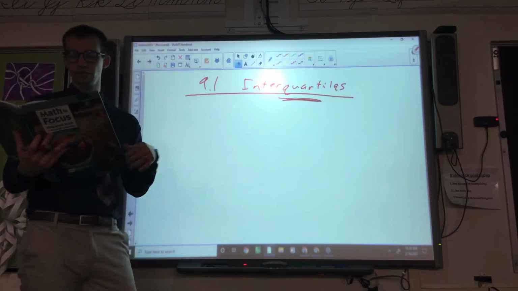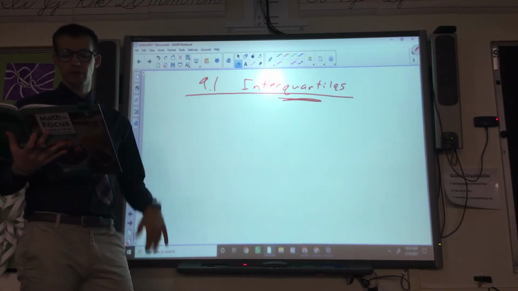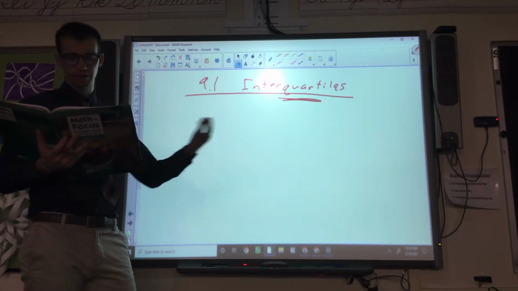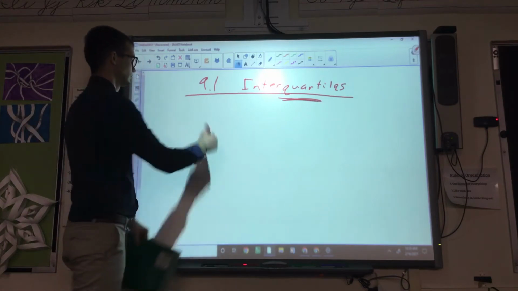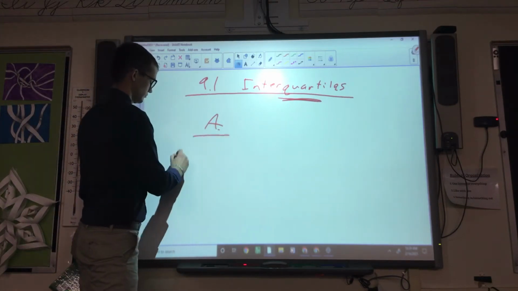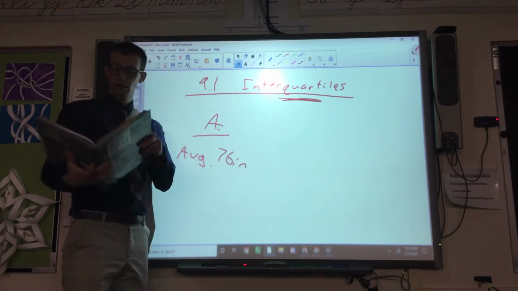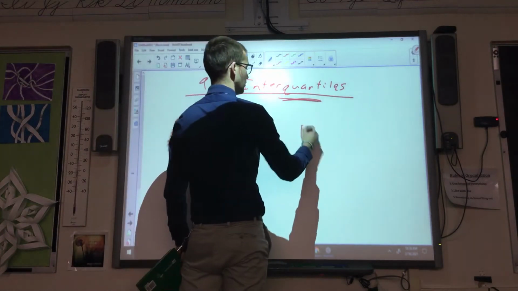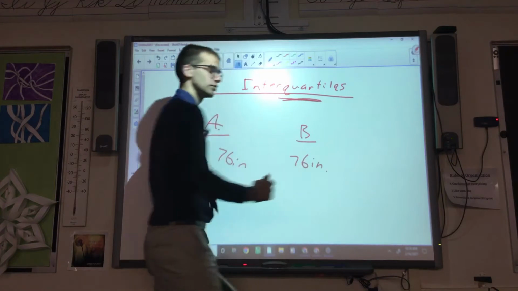So on page 182, it says, consider the heights of the players in the 2 football teams. It's got the height of team A, adds them all up, divides it by 5. It's got an average of 76 inches. On team B, the same thing. Add them all up, divided by 5, average of 76 inches.